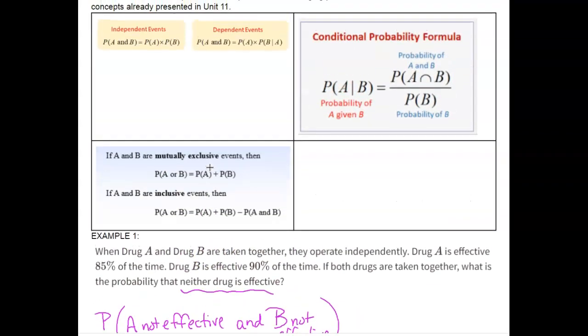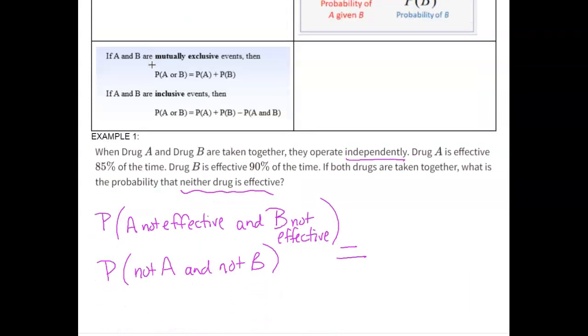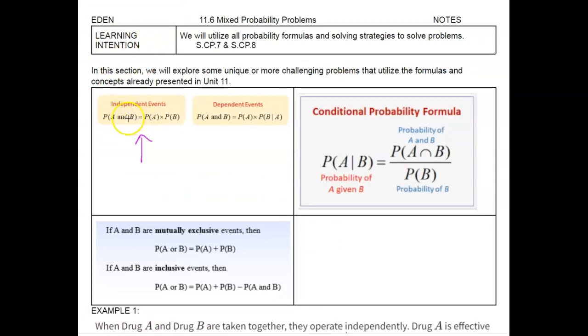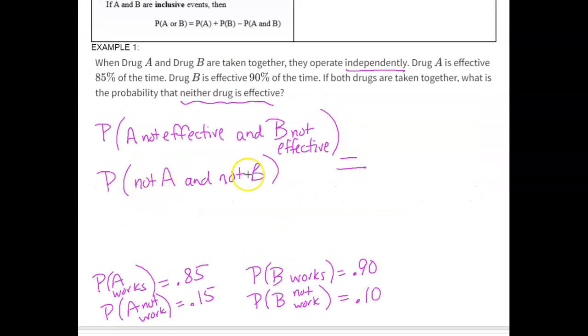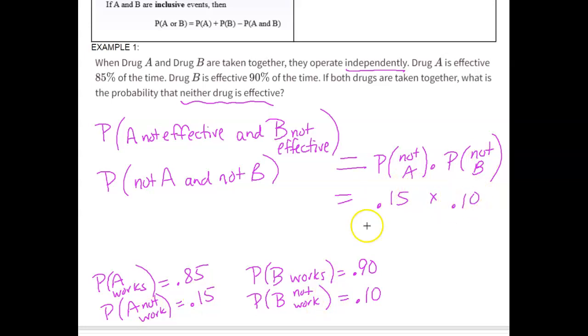but if we want not A and not B, then we are going to go up here, and it says they're independent. So we're going to look at this. It doesn't matter if it's the not in front, because we can just apply that to the right side of the formula. So not A and not B would actually equal the probability of not A times the probability of not B. See how we can kind of apply that? And we really haven't seen this concept before. So the probability of not A is 0.15 times the probability of not B is 0.10.